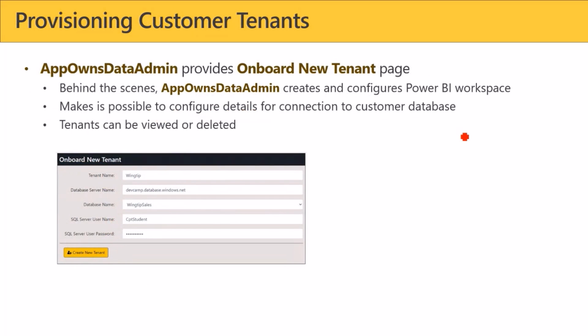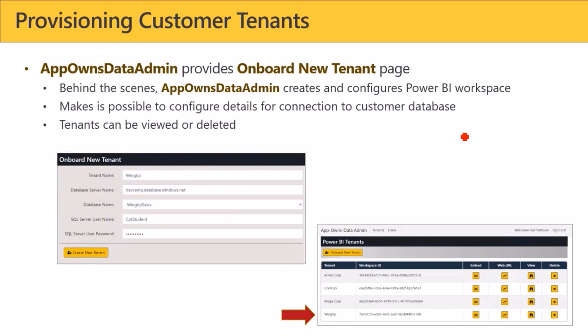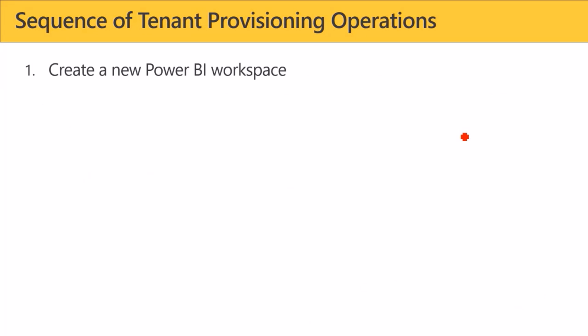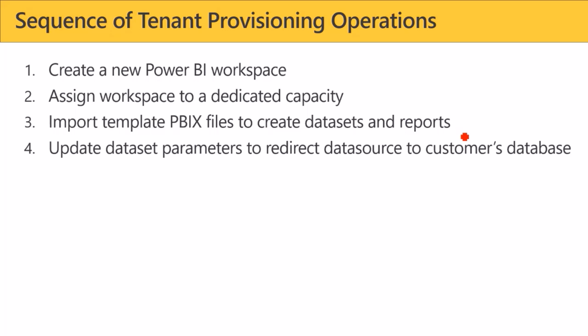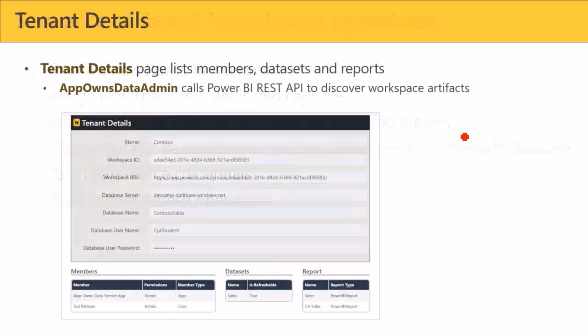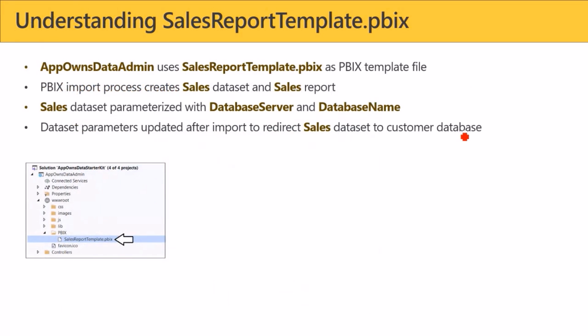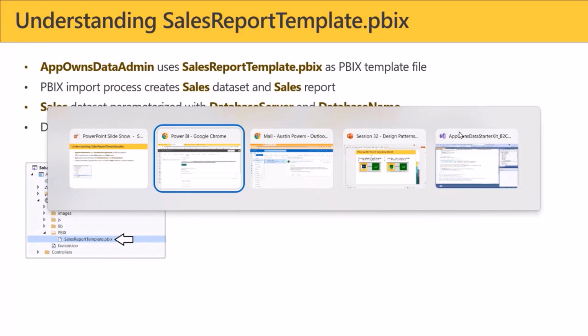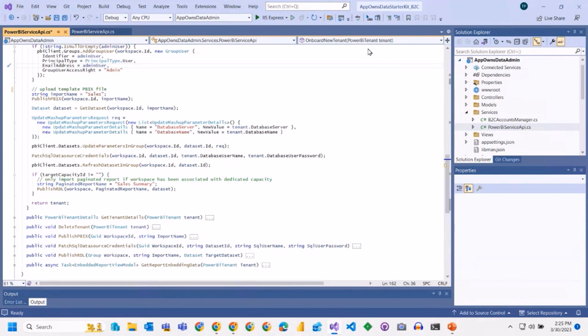Now, what you saw there is that when we create this new particular workspace, it just ran the code to go through here and create a new Power BI workspace, assign a dedicated capacity. And then there's also the business of importing a PBIX file as a template. But every single customer tenant isn't going to point to the same database. So what we need is some way to update dataset parameters and patch the data source credentials.